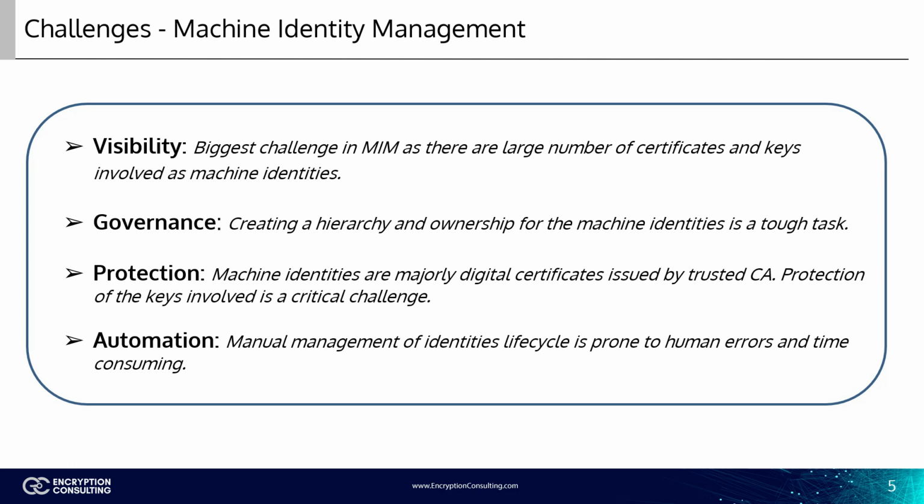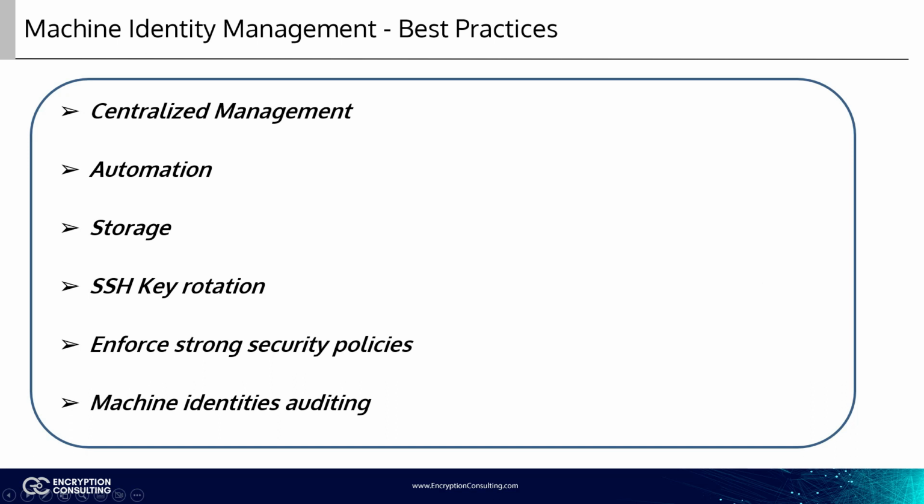And then there's automation. Manual management of certificate life cycles is not just time consuming, it's prone to errors, and it's also highly inefficient. Manually issuing, revoking, renewing, and auditing certificates can lead to a lot of downtime and outages. So, what are some best practices we can implement?